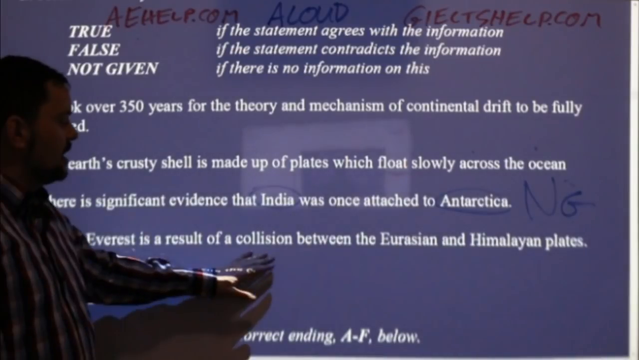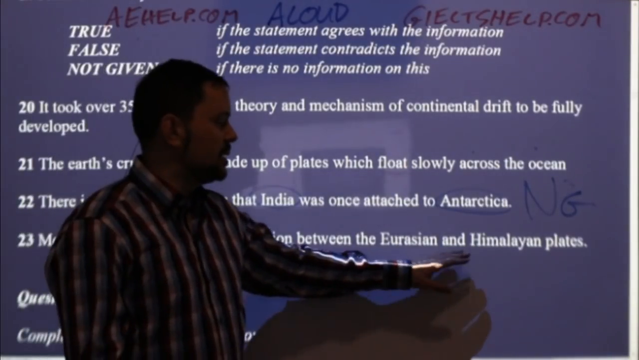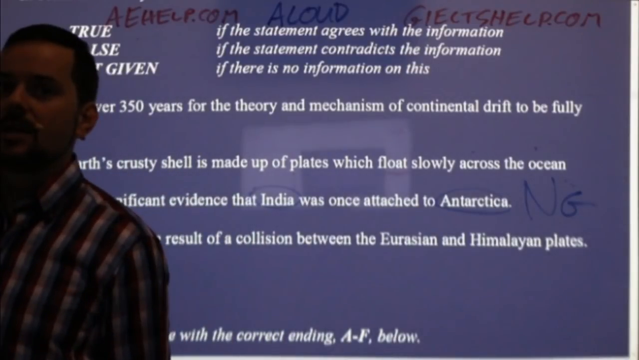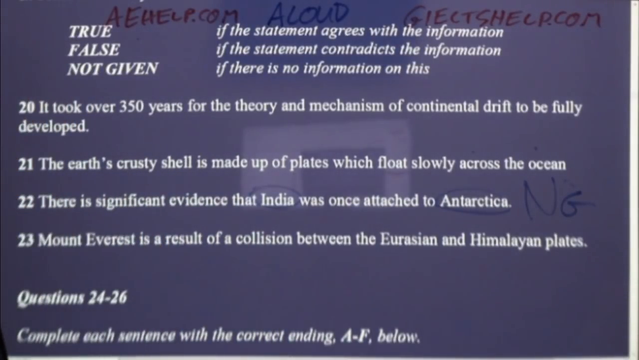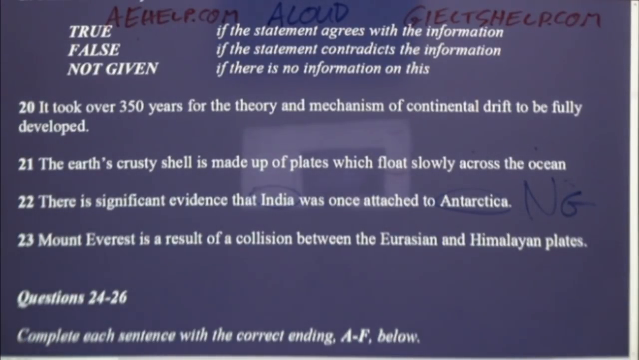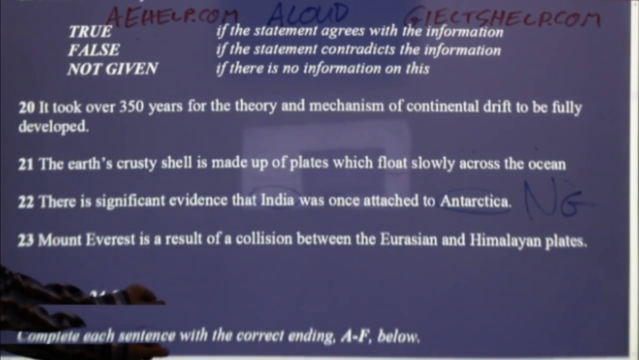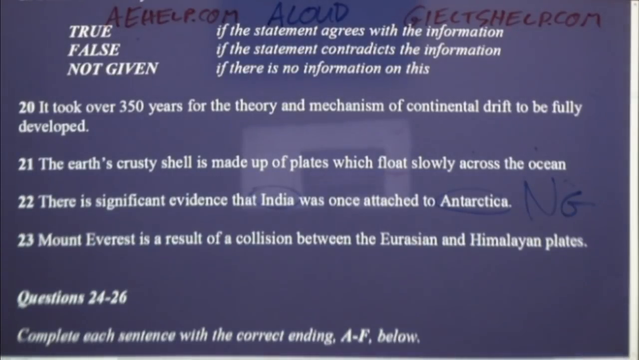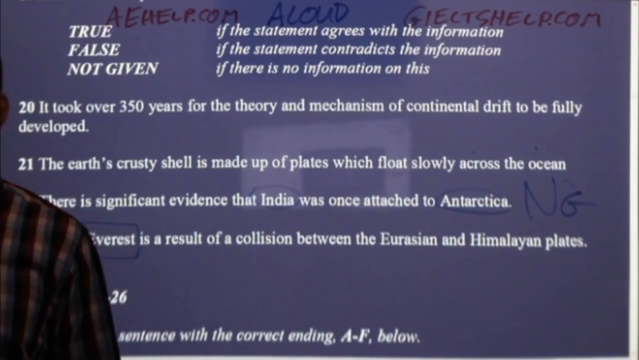Okay, last question here for true, false, not given. Mount Everest is a result of a collision between the Eurasian and the Himalayan plates. So, is it important to know how the largest mountain, Mount Everest, was created by plate tectonics? So is this an example that is good for plate tectonics? Farheen says yes. Again, it's one that you might say maybe, and if you say maybe, you should be looking for Mount Everest.